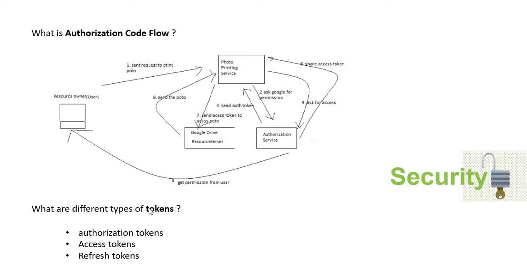There are 3 types of tokens used in most of the flows. An authorization code is a credential representing the resource owner's authorization, used by the client to obtain an access token. Access tokens are credentials used to access protected resources. Refresh tokens are issued to the client by the authorization server and are used to obtain a new access token when the current access token becomes invalid or expires.